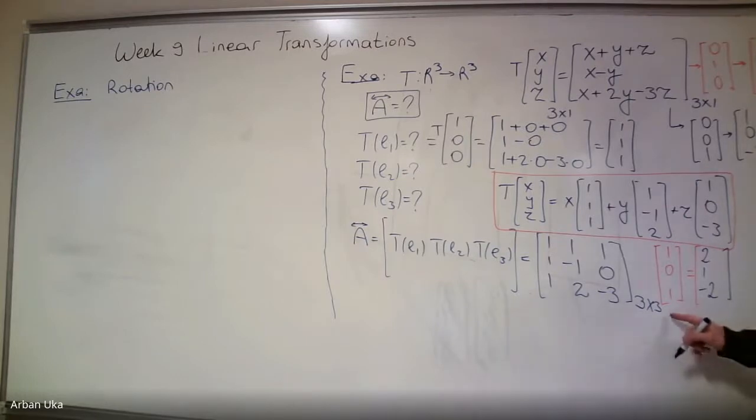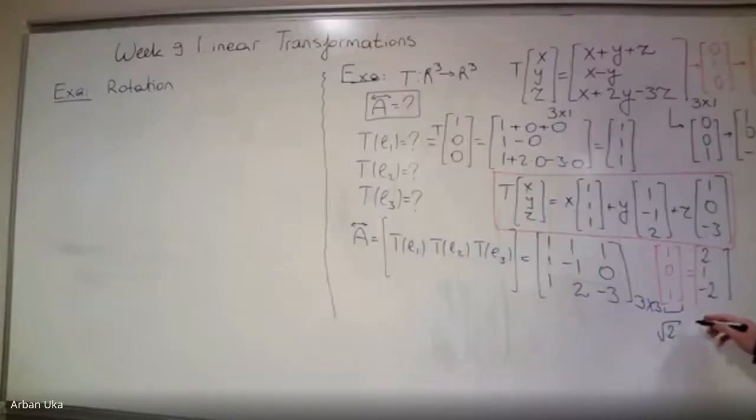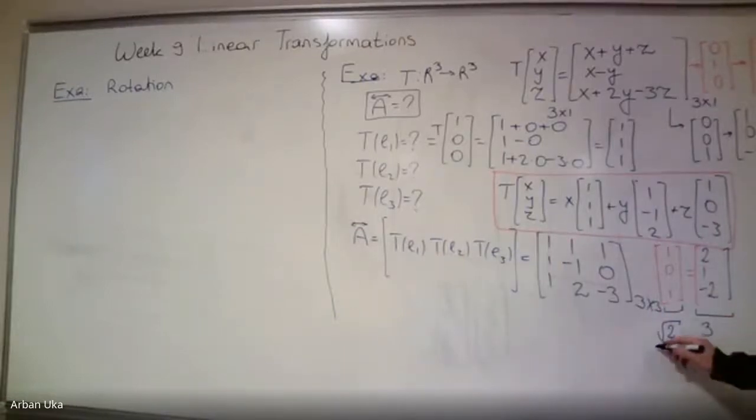Now let me ask you this. What is the magnitude of this vector here? Square root of 2. Okay. What about the magnitude of this vector here? 3. So this is 1.4, this is 3, right?